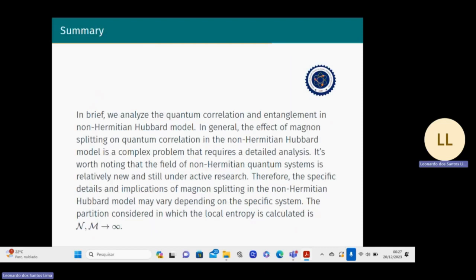As a conclusion, we analyzed the quantum correlation and entanglement in the non-Hermitian Hubbard model. In general, the effect of magnetic splitting on quantum correlation in the non-Hermitian Hubbard model is a complex problem that requires detailed analysis. It's worth noting that the field of non-Hermitian quantum physics is relatively new and is still under active research. Therefore, the specific details and implications of magnetic splitting in the non-Hermitian Hubbard model may vary depending on the specific system. The partition considered in which the local entropy is calculated is infinite.